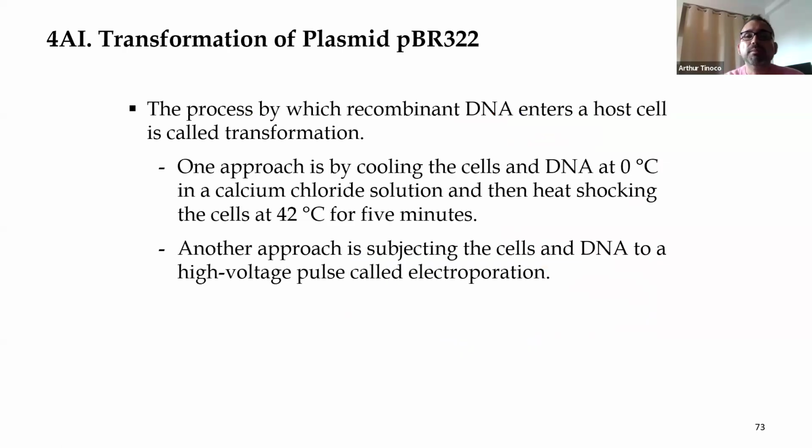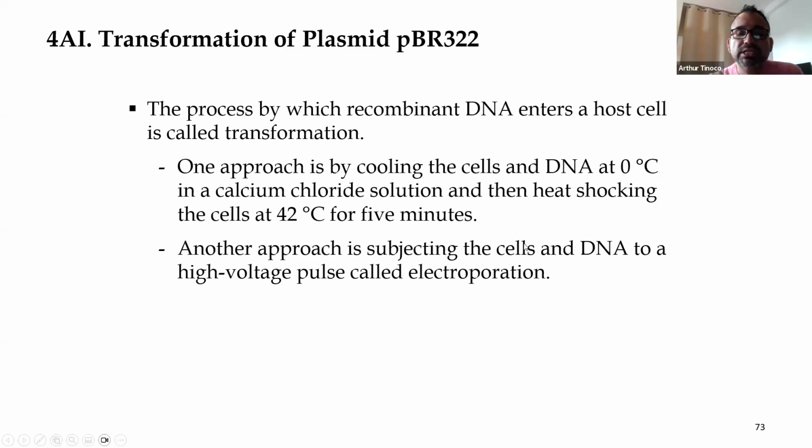All right, so the process by which recombinant DNA enters a host cell is called transformation. One approach is by cooling the cells and DNA at 0 degrees Celsius in a calcium chloride solution. So you cool it down, and then you do what is referred to as a heat shock. You go from 0 degrees to 42 degrees Celsius in a time frame of 5 minutes. So this is relatively fast. That shock makes the host more permeable in order to insert that plasmid inside of them.